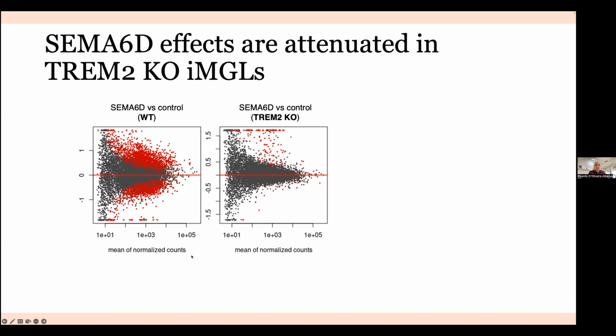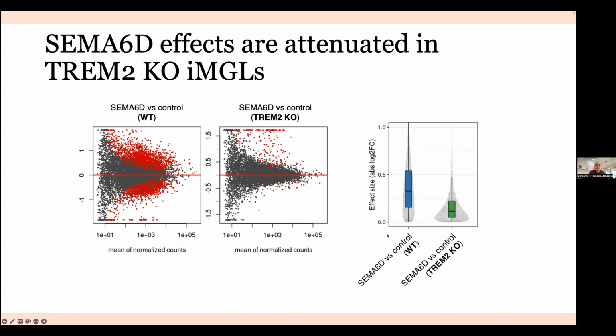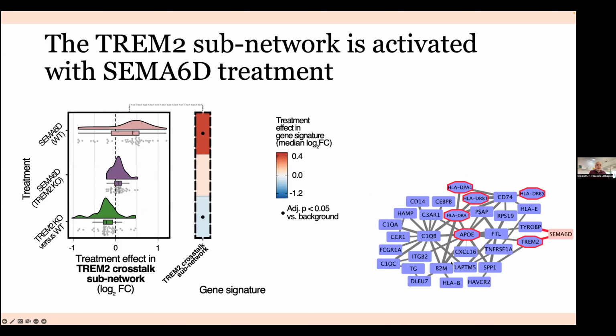So our first plots show the fold changes for all the tested genes in the bulk data. And you can appreciate that the SEMA6D treatment induces broad transcriptional changes in the wild type background, but not in the TREM2 knockout microglia. And on the right, I'm showing the absolute effect size distribution of these log fold changes. And you can see that the treated wild type microglia have very strong effects, and these are ablated when you have a TREM2 knockout.